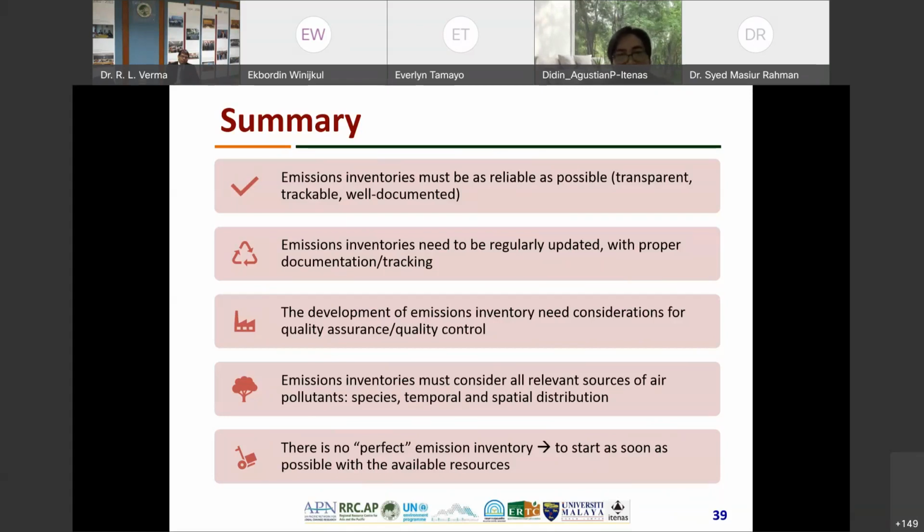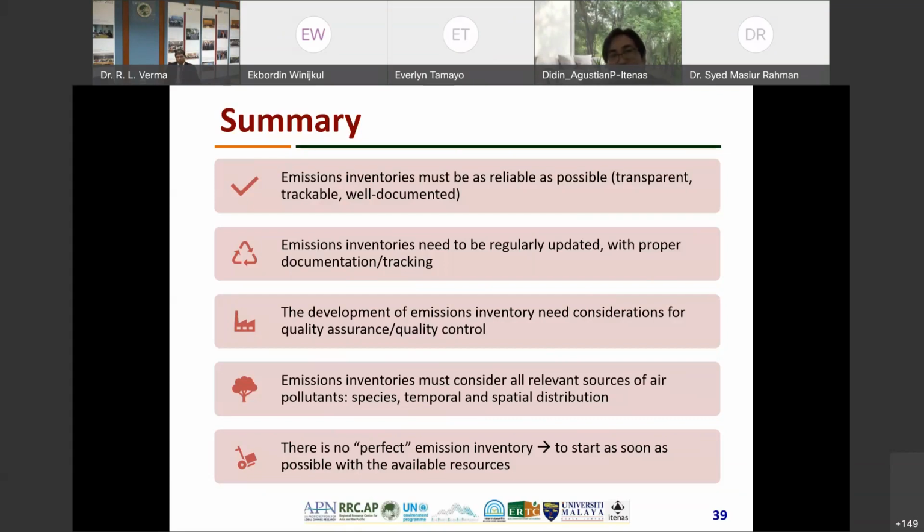have good documentation. And later on, when you decide to make some improvement of the emission inventory calculation, then you can see the documentation again. The development of emission inventory needs considerations for quality assurance and quality control. Of course, it should be integrated in the emission inventory plan. And then we should also consider the relevant sources of air pollutants, for example the species coverage, and the temporal and spatial distribution of emissions.